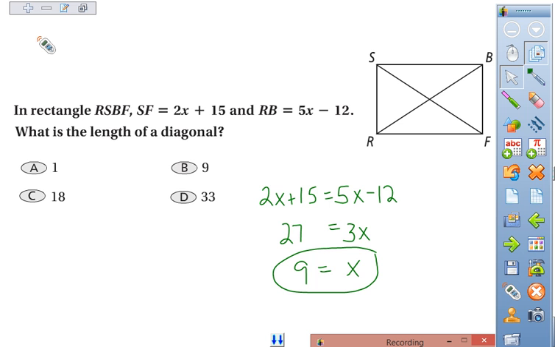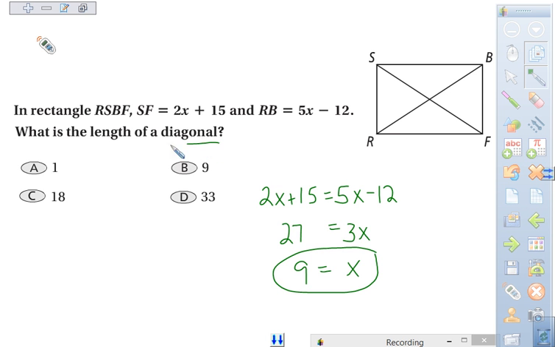Here are the answers. In the rectangle, what is the length of the diagonal? Well, we know that diagonals are congruent, so we set them equal to each other, so we get x is 9. They want the diagonal. They don't want to know what x is. So I need to plug 9 in, and we should be getting the answer 33.